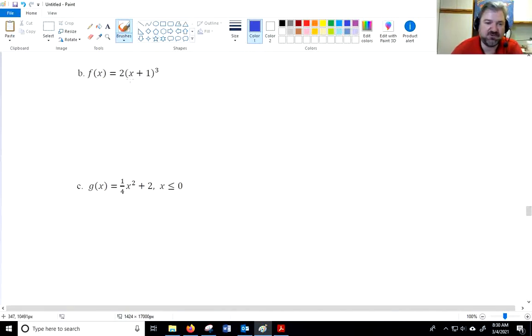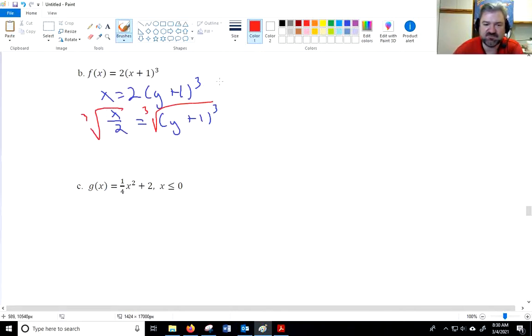It's a cube, so we don't have to worry about domain restrictions. Flip the x and y and solve for y. This gives me x over 2. And I know we haven't practiced cube roots a whole lot, but we can. That's what we do. It's very similar to taking the square root of each side. But we don't need plus or minus with the cube root because it has a kind of a perfect inverse.